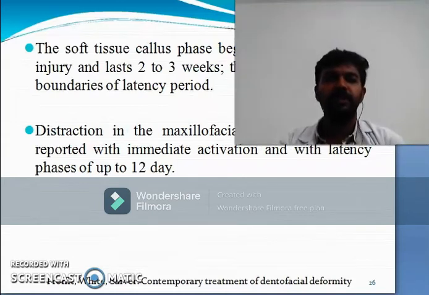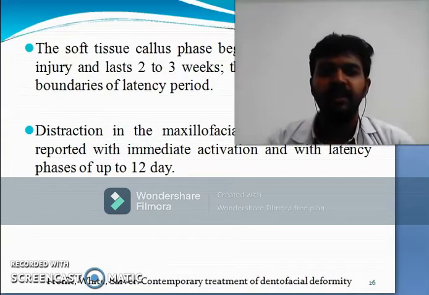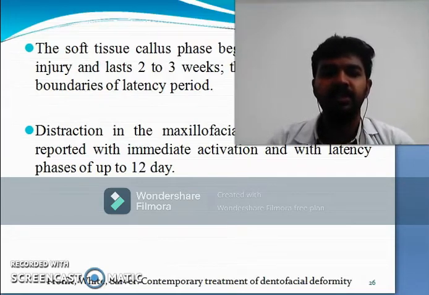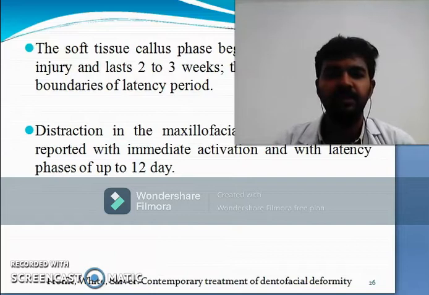The soft tissue callus phase begins 3 to 7 days after the injury and lasts 2 to 3 weeks. This time frame sets the boundaries of the latency period. Distraction of the maxillofacial skeleton has been reported with immediate activation and with latency phases up to 12 days.